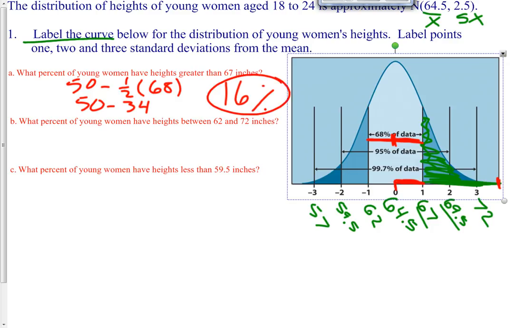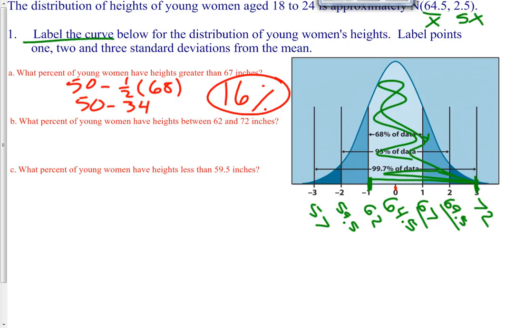Let's answer the next one. What percent of young women have heights between 62 and 72? So between 62 and 72, here is 62 and here is 72. So I want all of this data right in here. Okay? So from 0 to negative 1, once again, is half of 68%. Between negative 1 and positive 1 is 68, so between 0 and negative 1 is half of 68.